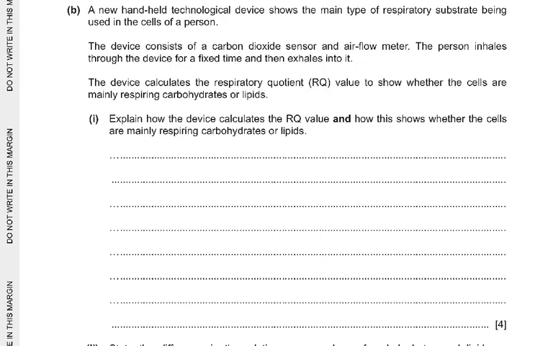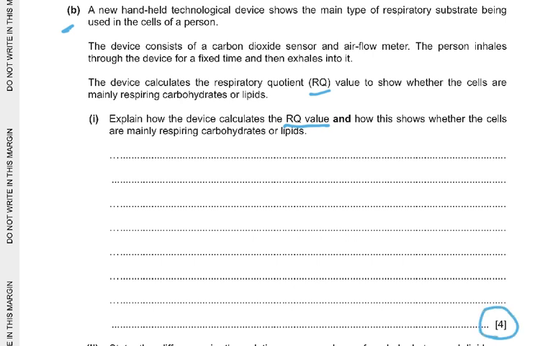Part B. A new handheld technological device shows the main type of respiratory substrate being used in the cells of a person. The device consists of a carbon dioxide sensor and airflow meter. The person inhales through the device for a fixed time and then exhales into it. The device calculates the RQ value to show whether the cells are mainly respiring carbohydrates or lipids. Explain how the device calculates the RQ value and how it shows whether the cells are mainly respiring carbohydrates or lipid. Now you can say it is for 4 marks.